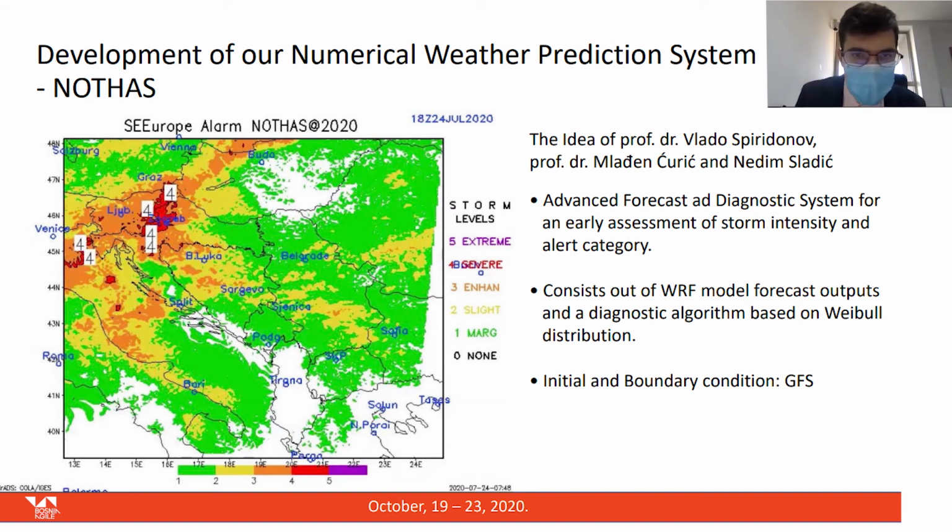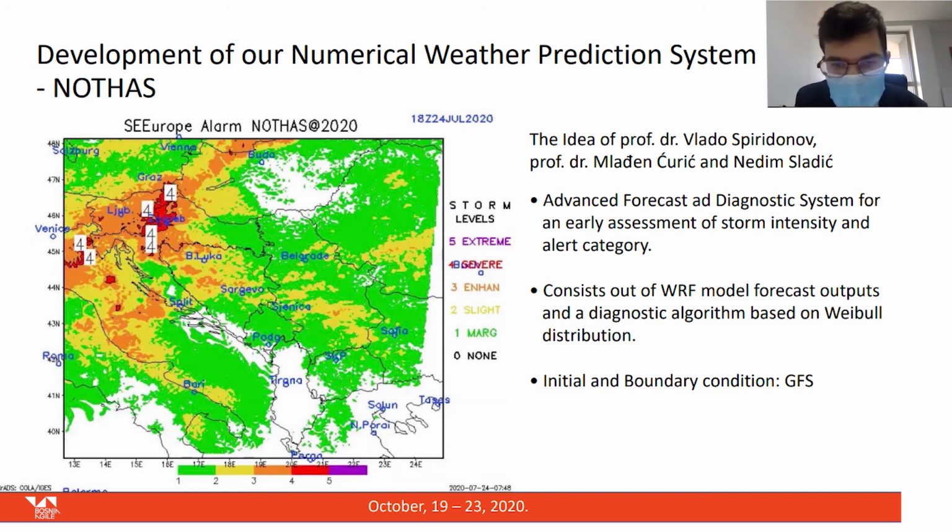For example, we put here our visualization for July 24, 2020, when Zagreb was hard hit by a massive thunderstorm. I don't know if you can see, but it was under the 4th category, 4th level out of 5. We don't want to talk about the 5th level, which is the extreme level, that means that we can even have tornadoes, but those are rarely depicted on the maps.